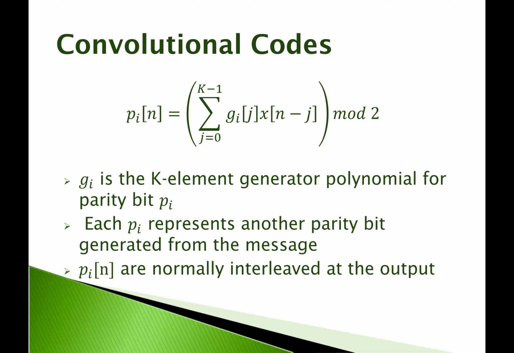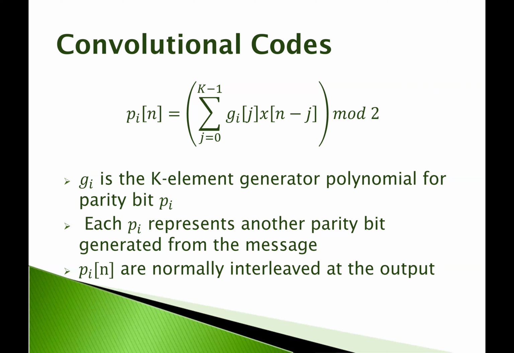So each p_i or g_i is associated with a different generator polynomial that produces a different set of parity bits. So remember, in a block code, we could have a number of different parity equations that take that same input message word and generate different types of parities by combining the bits in different ways. And so here we have the same type of thing, whereas it's distinguished by different generator polynomials.